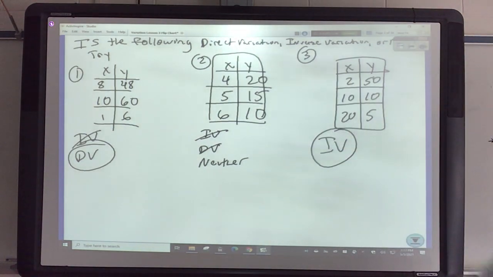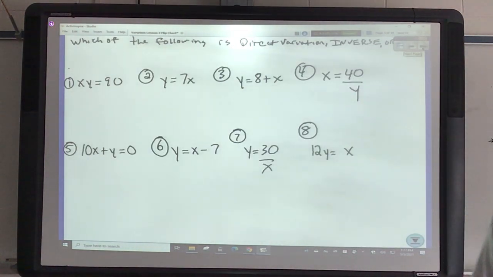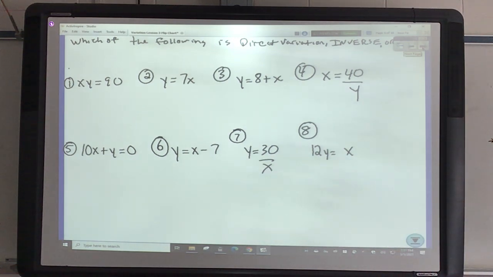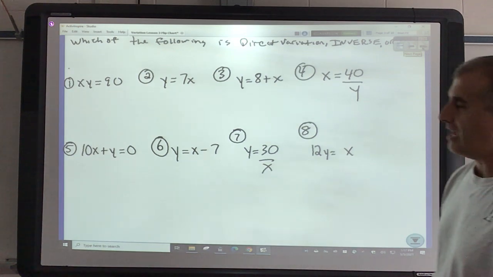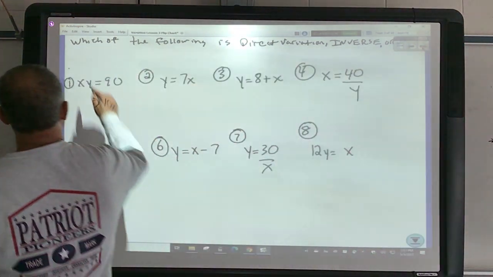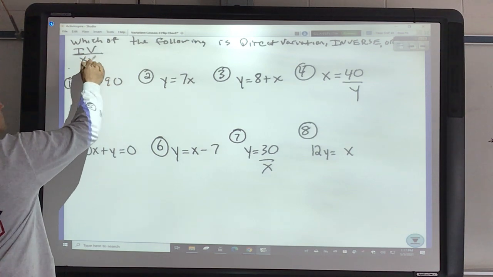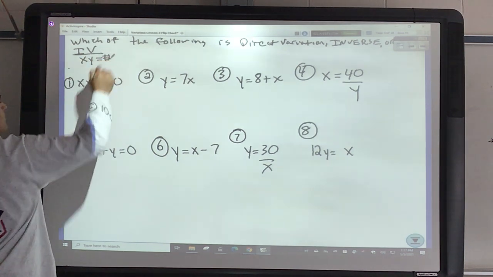Moving on. Now what we're going to get into is how you tell from equations whether they are direct variation, inverse variation, or neither. You want to check inverse variation. Here's a couple of ways that you have inverse variation. You have xy equaling a number, okay?